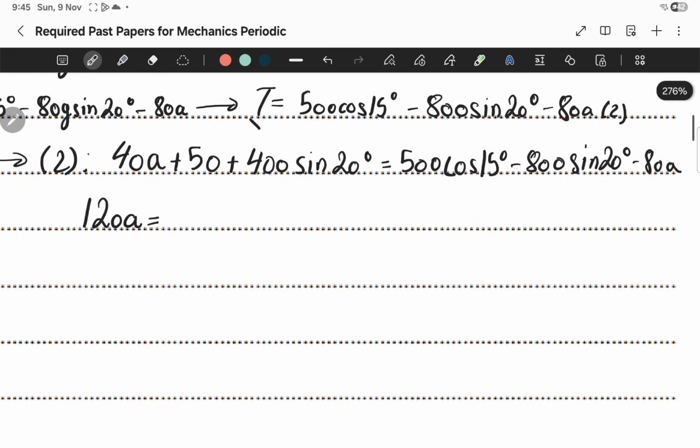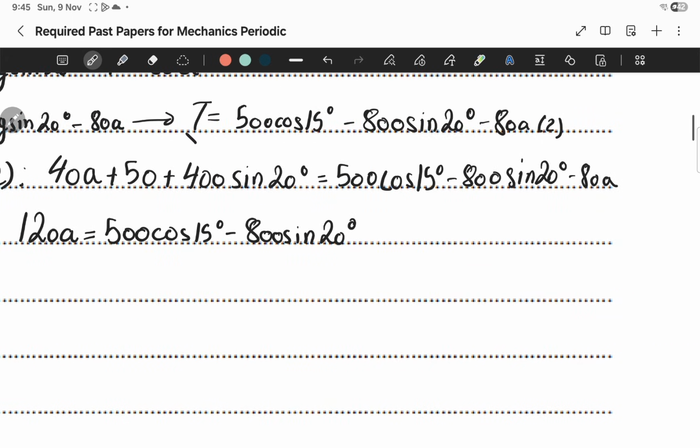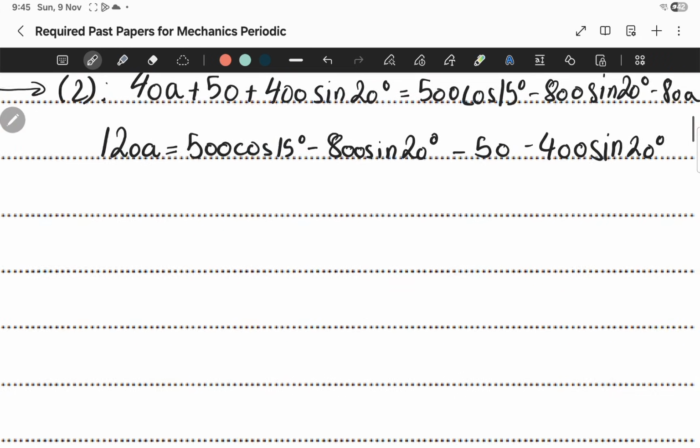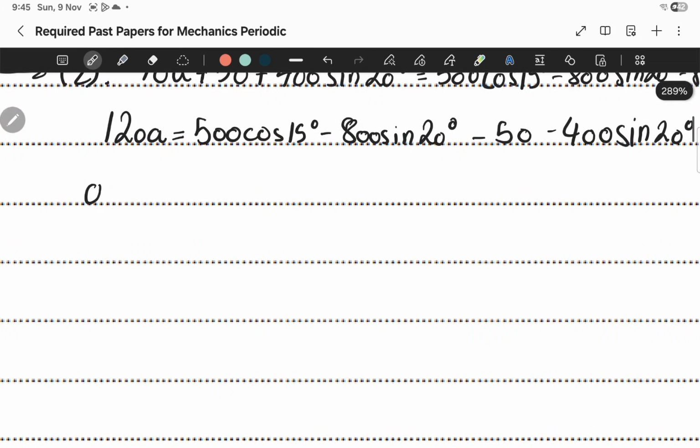So you're going to get 500 cosine 15 degrees minus 800 sine 20 degrees. That's literally just this, we didn't write anything new so far. Minus 50, that's what we took from the other side, minus 400 sine 20 degrees. Now you're going to divide all of this by 120. So you're going to write 500 cosine 15 degrees, and so on.